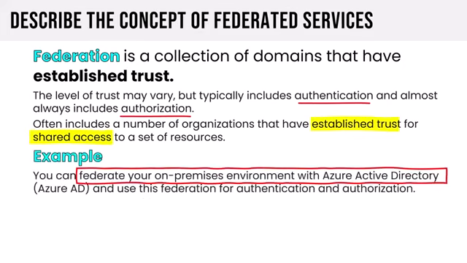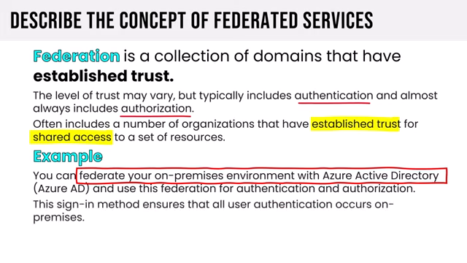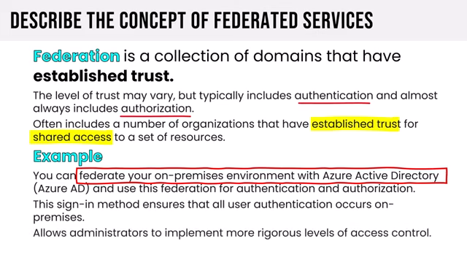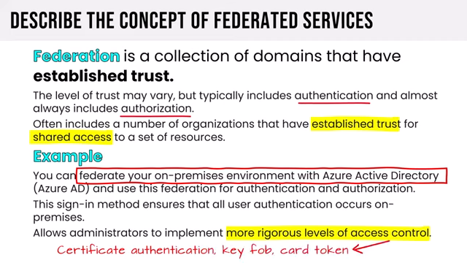For example, you can federate your on-premises environment with your Azure Active Directory and use this federation for authentication and authorization. This sign-in method ensures that all user authentication occurs on-premises. We are federating to our on-premises directory. It allows administrators to implement more rigorous levels of access control. So historically, we would use federation so we could leverage certificate authentication or a key fob or a card token.